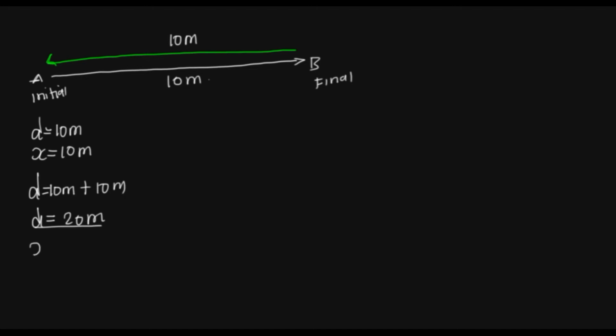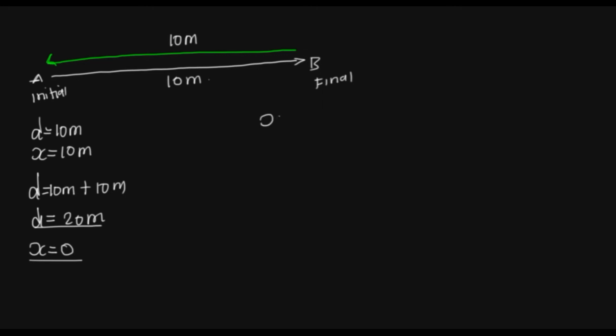Now for displacement here, the object moved from A to B and back to A. So the displacement this time is 0. What you need to have in mind is, if an object moves from one position to another and back to the original position, the displacement is always 0. Why? Because we defined displacement as change in position, and there is no change in position since the object has returned to its initial position.